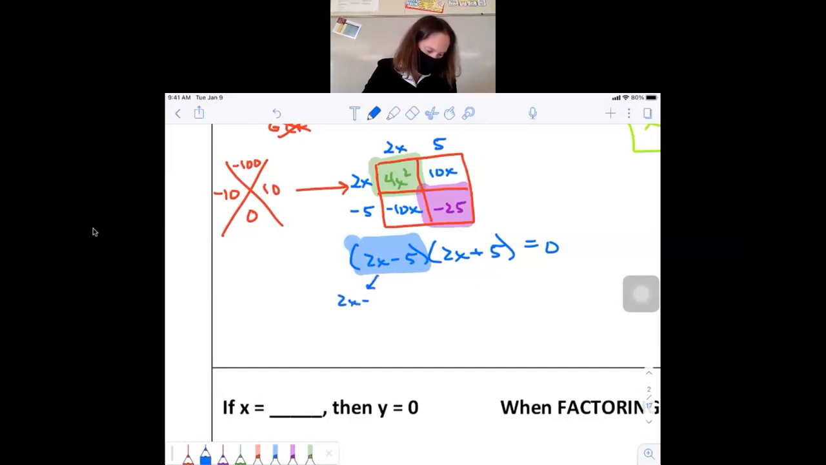As soon as we have that factored, then, we know that either this parenthesis has to be equal to 0, or this parenthesis has to be equal to 0.